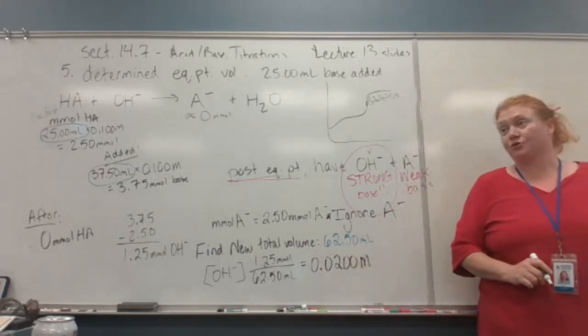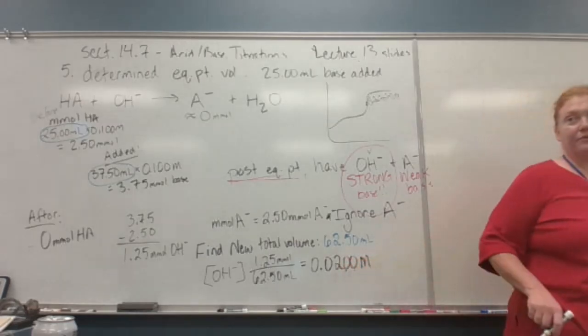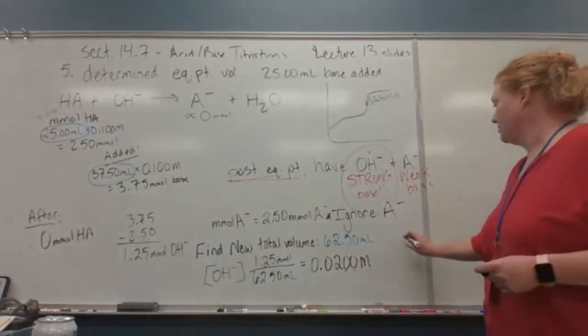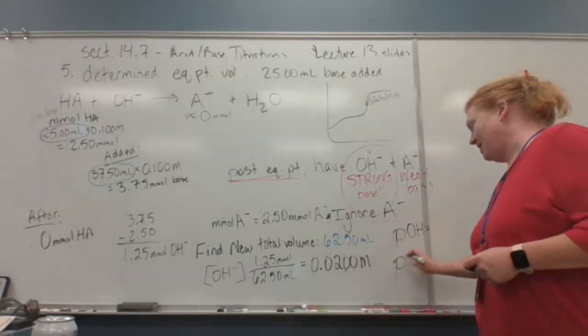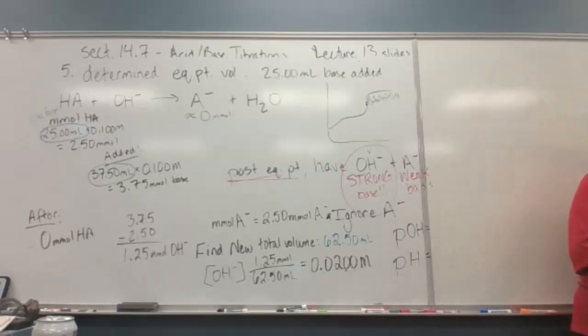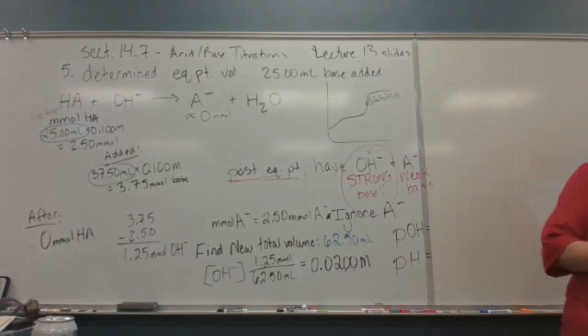I got a molarity of 0.0200. So I've got 3 sig figs, yes? Okay. Now find the pOH and then answer the question finally: what's that pH?